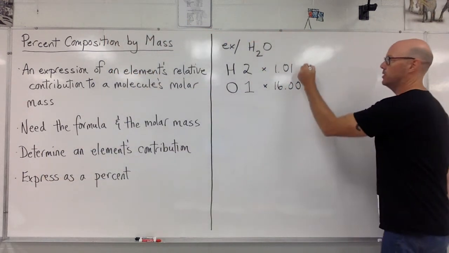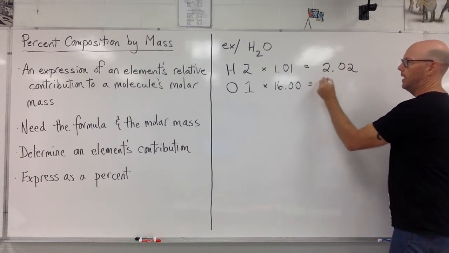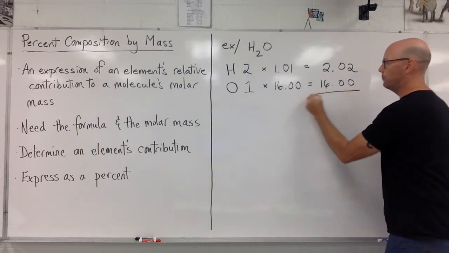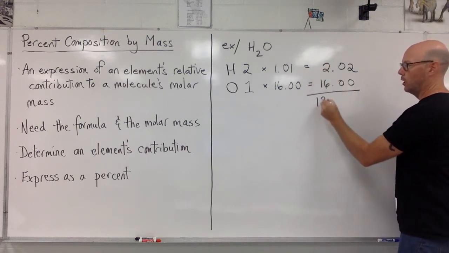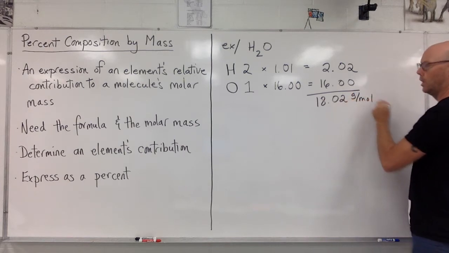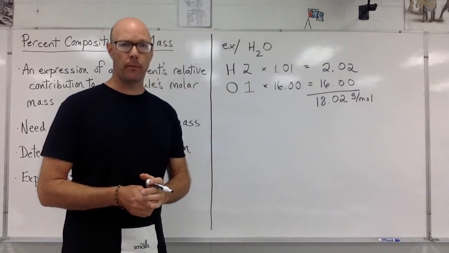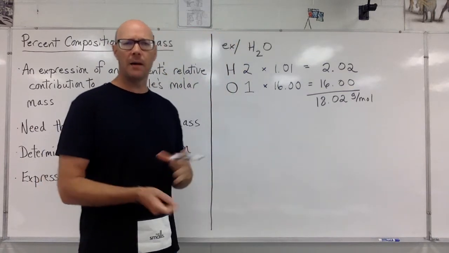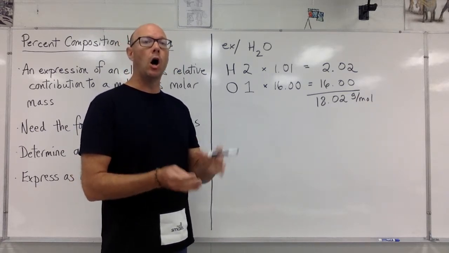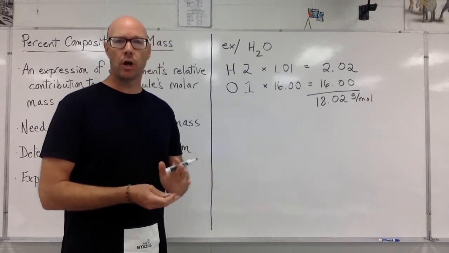When I do these calculations, there's 2.02 for the hydrogen and 16 for the oxygen. So I end up with, when I add them together, the molar mass of water is 18.02 grams per mole. I take my time to work out the molar mass in this way because now I can see all of the values that I'm going to need in order to calculate the percent composition.